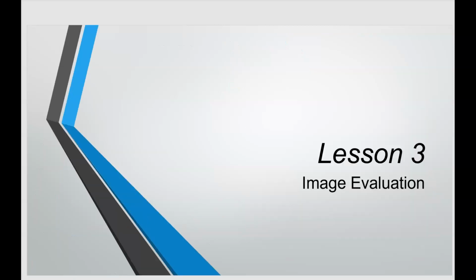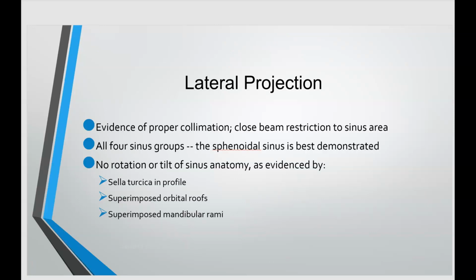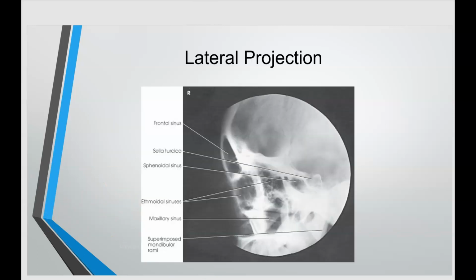Okay, now we're just going to look at some images for evaluation. For the lateral projection, you're going to make sure it's collimated well. You use close beam restriction to just the sinus area. We want to see all 4 sinus groups. The sphenoidal sinus is best demonstrated. No rotation or tilt, and you can evidence that by the sella turcica being in profile. Your orbital roofs are superimposed and your mandibular rami are superimposed.